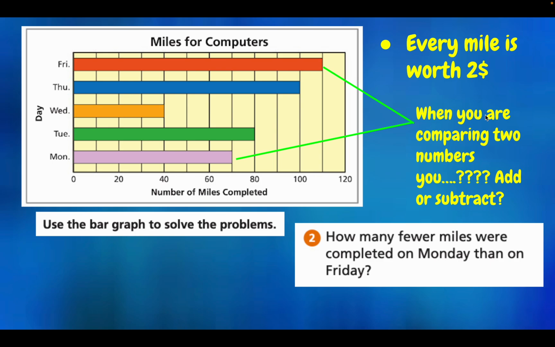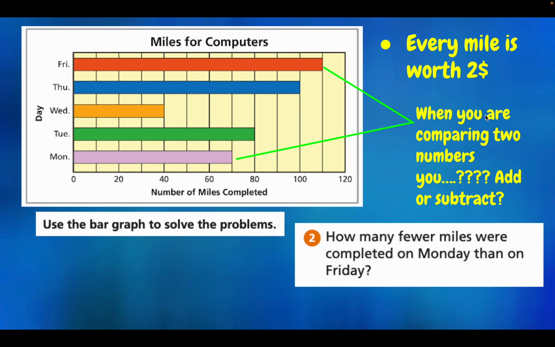Okay, so I even pointed them out for you. We are comparing Monday and Friday. When you are comparing two numbers, you add or subtract. So think about that for a second. When you're comparing two numbers, you will be subtracting. Be careful because remember those aren't marked. So if you want to write in on the bottom the 10, 30, 50, 70, 90, you can if that makes it a little bit easier.